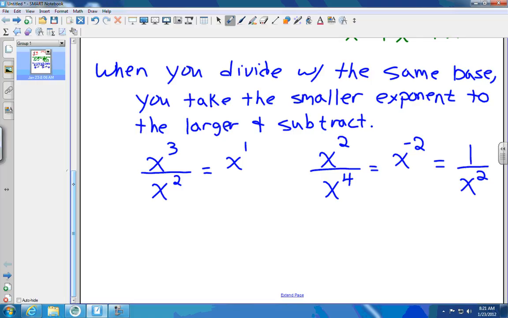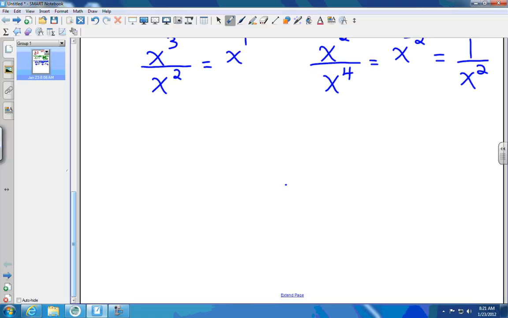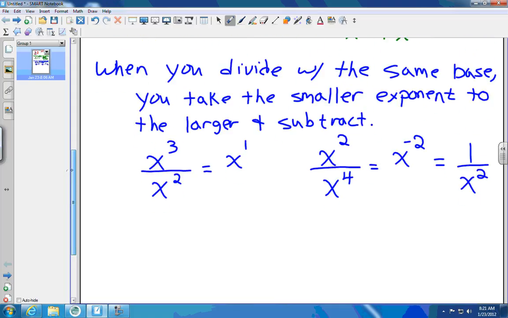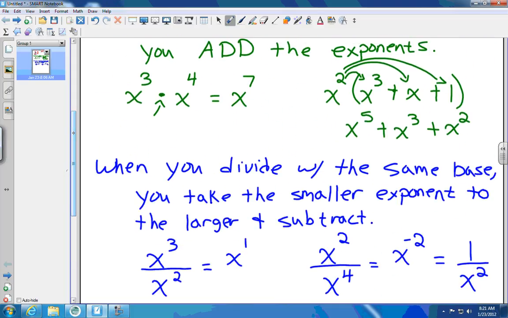Confused by what? Good now? Okay. Those are the two main rules right there. Those are the ones that you really have to know, that you'll use the most often. When you multiply, you add. When you divide, you subtract the exponents.